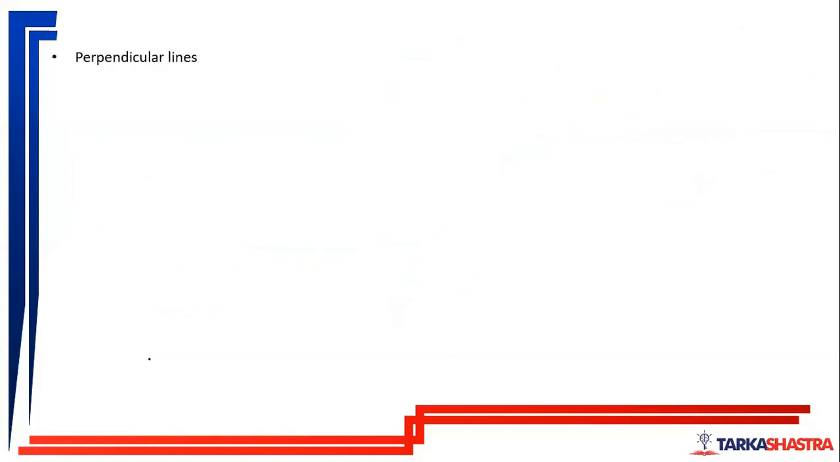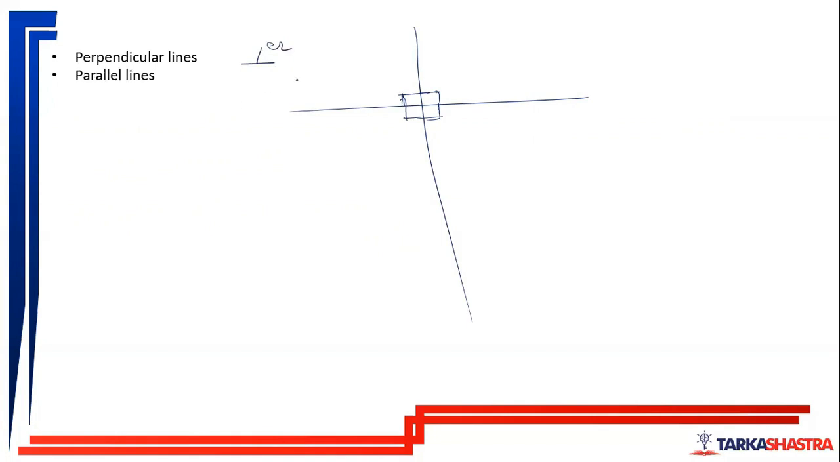अभी है कुछ basic properties, more basic properties of lines. जैसे if two lines are intersecting each other, forming four angles of 90 degrees each, then they are said to be perpendicular to each other. Two lines are always perpendicular to each other if they are forming four angles of 90 degrees each.